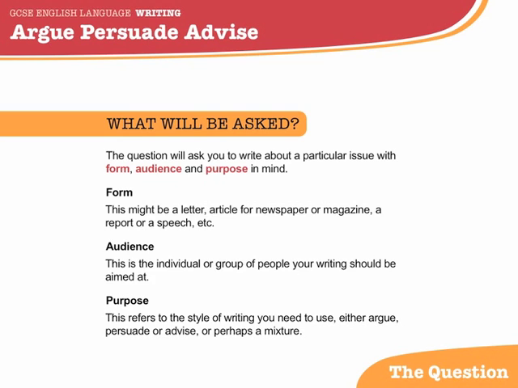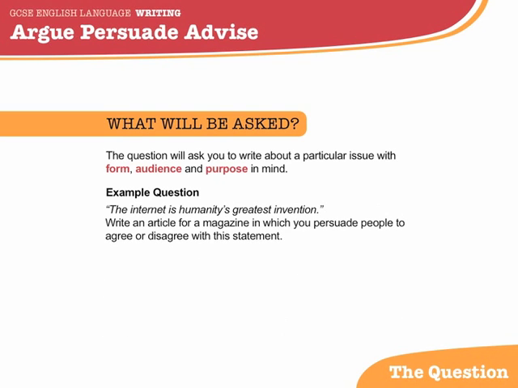Here's an example question, again on the issue of the internet. The internet is humanity's greatest invention. Write an article for a magazine in which you persuade people to agree or disagree with this statement. Let's identify the form, audience and purpose. The form is an article for a magazine. To make my writing more realistic, I would choose a name for the magazine too, perhaps Web User, which is likely to contain articles about this subject.